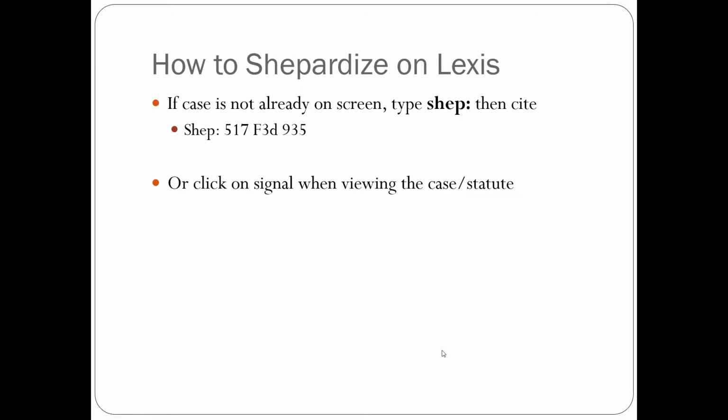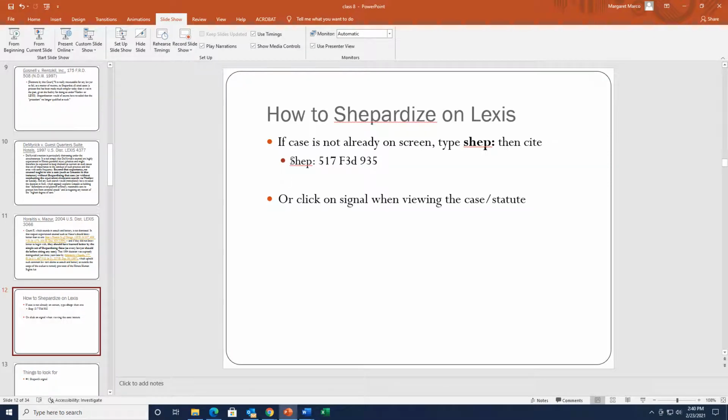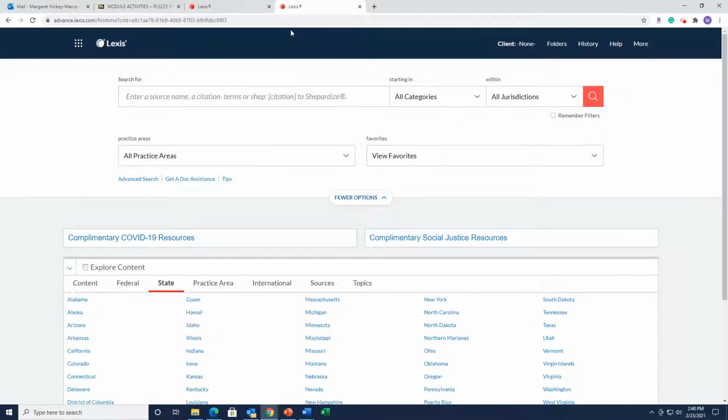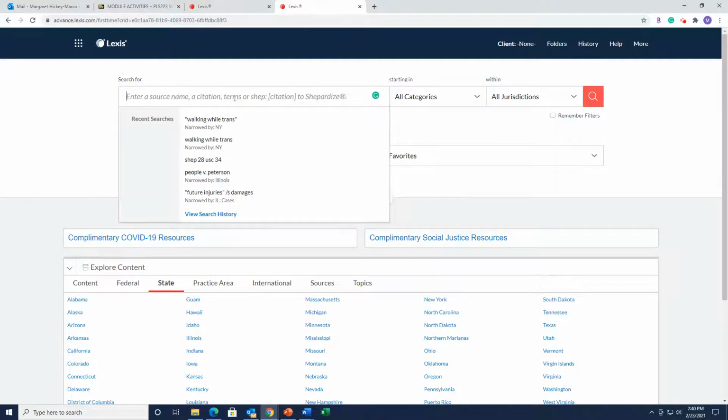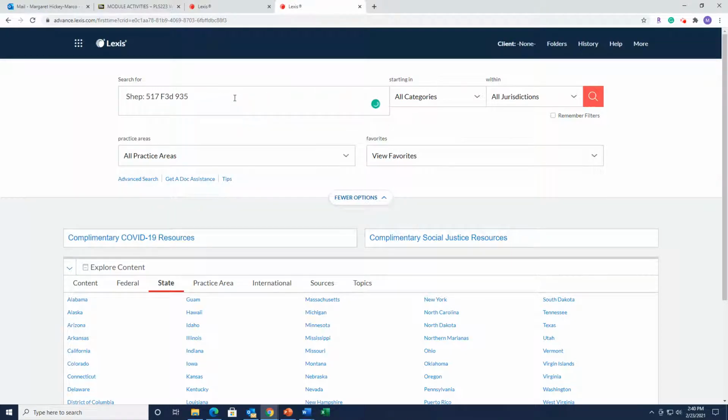If the case isn't already on the screen, we do Shep : and then we cite it. So I'm just going to copy that. One thing I learned this week is that now we don't have to write advanced.lexis.com. We can just do lexis.com. They got rid of the old lexis.com and now it's just advanced. So then they got rid of the advanced. So type in advanced.lexis.com or lexis.com and you'll get the same result. Okay, so here's my Shep.